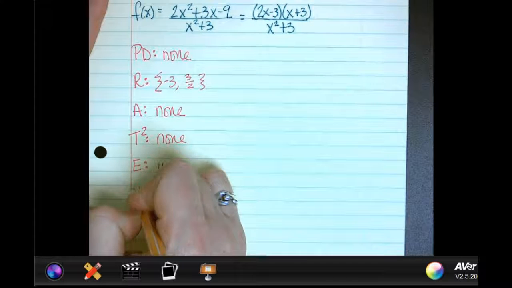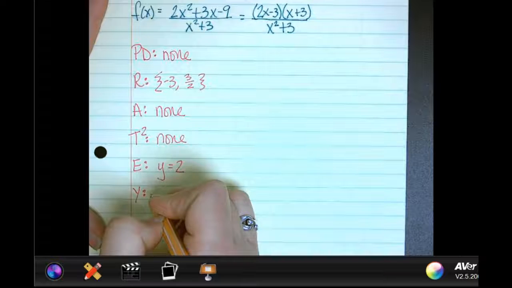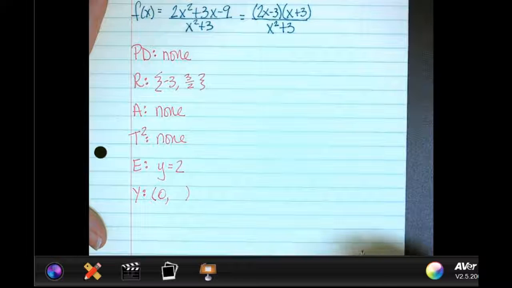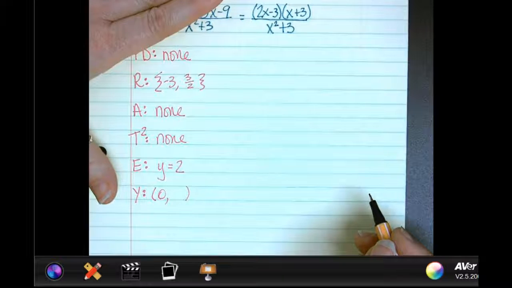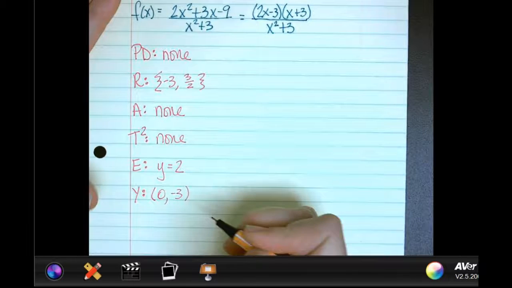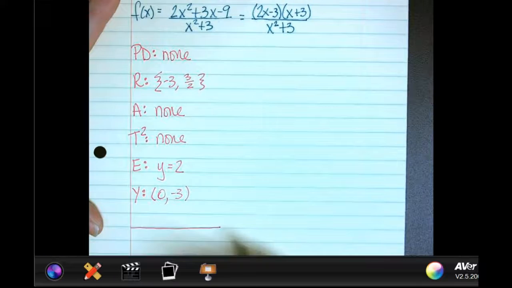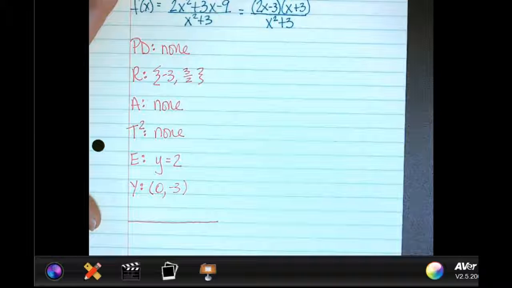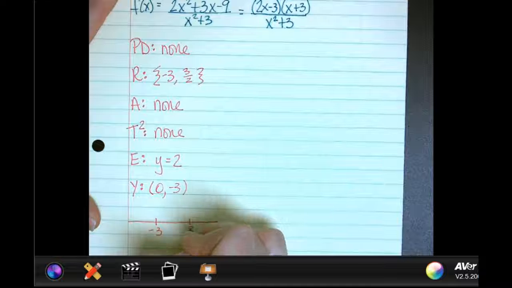Then my y stands for what? Y-intercept, so it's really easy. You just cover up all the ones that have x's in it, so you get negative 9 over 3. There's negative 3. Okay. Then I need to look at my sign chart. So on here, I put my zeros and my vertical asymptotes. All I have are zeros here, so I get negative 3 and then 3/2.